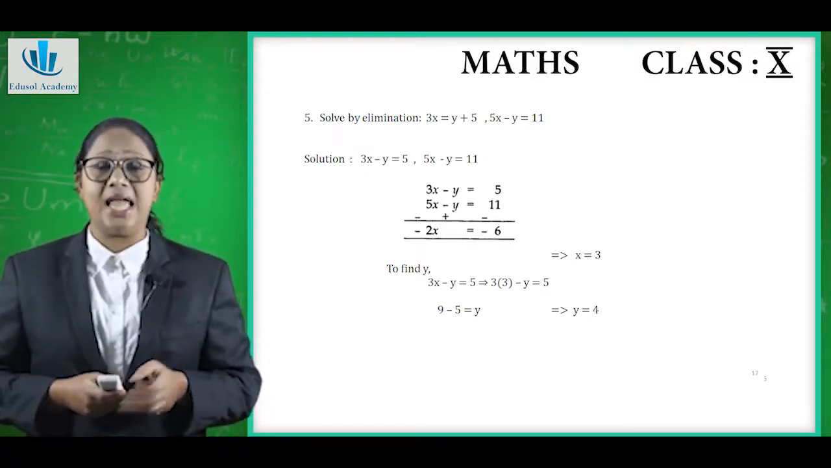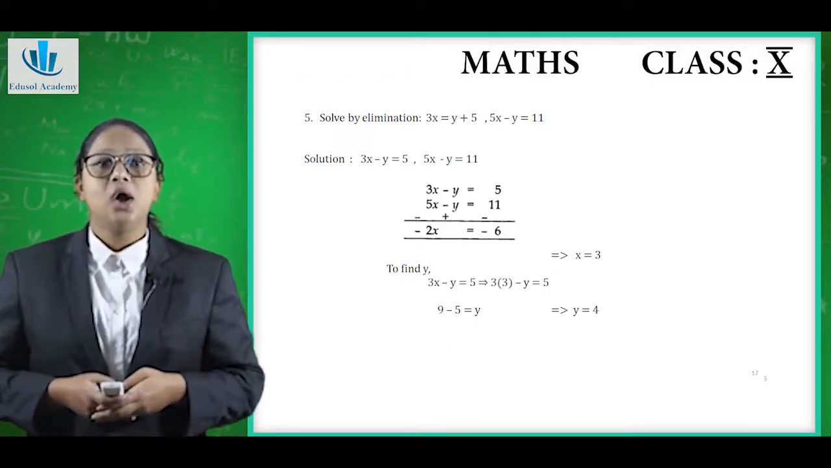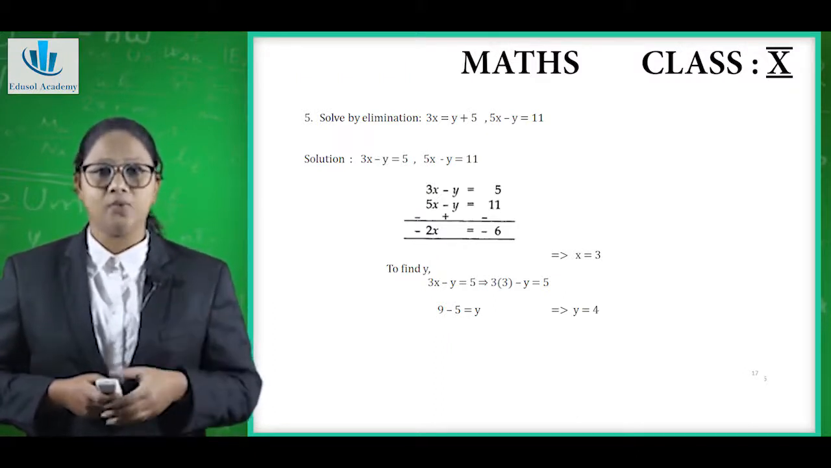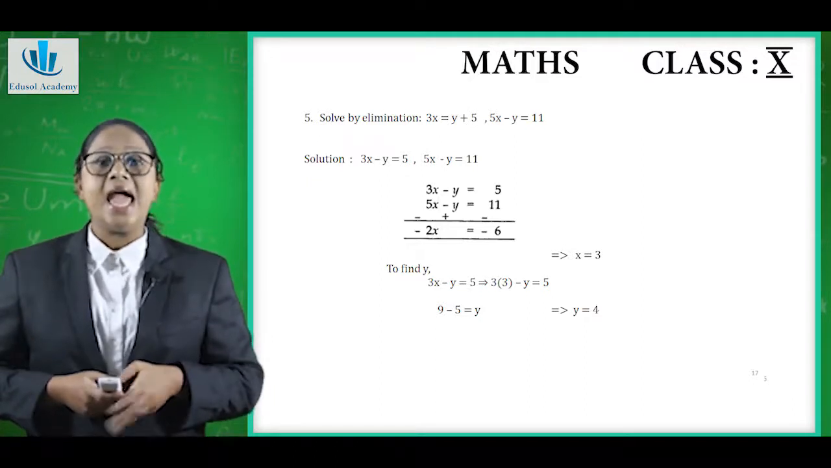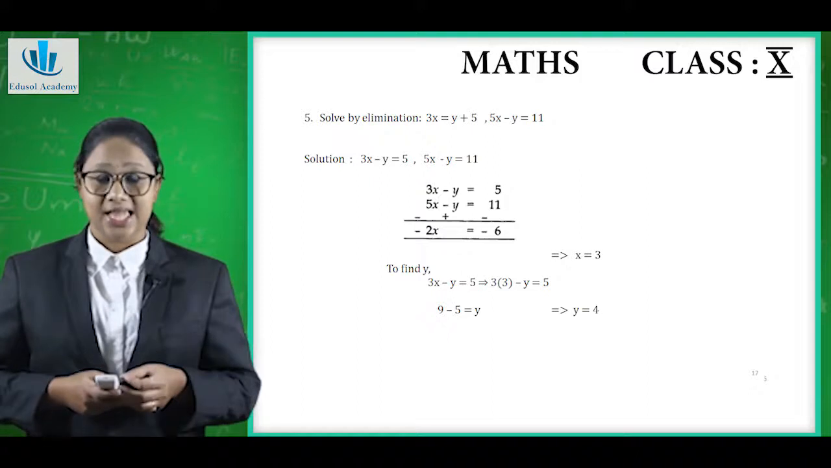Now you can use the elimination method. So we are supposed to use the elimination method. We will eliminate the y term in both the equations, and we can see that both y terms have the same sign.